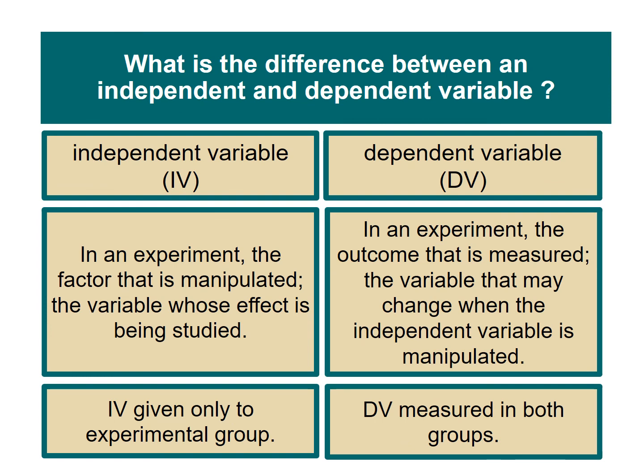So what's the difference between an independent and dependent variable? The independent variable, again, these are not any different from what you've learned in science in the past. It's the factor in the experiment that's manipulated, the variable whose effect is being studied. It is only ever given to the experimental group. The dependent variable, that's what's being measured. That's the outcome. That's the variable that might change when the independent variable is manipulated. The dependent variable is measured in both groups. And when I say groups, I mean experimental group and control group.